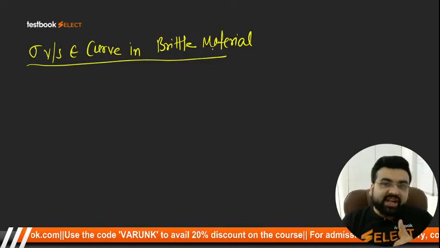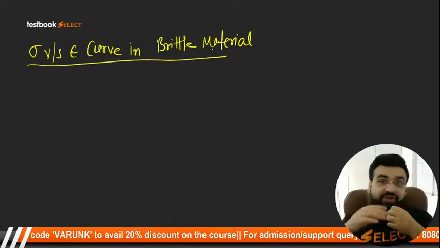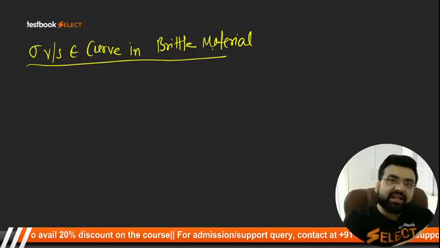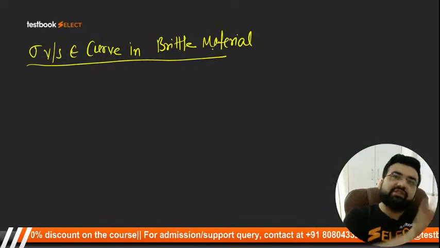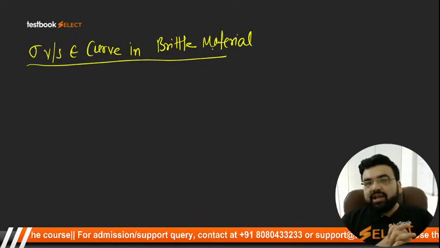Brittle materials are those materials which do not give any indication before failure. They just break at once without giving any indication. For example, glass. If you throw a stone on a glass, it will break without giving you any indication. Clear? So these materials are called the brittle materials.